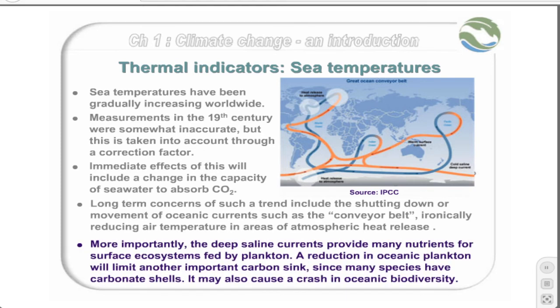More importantly, the deep saline currents provide many nutrients for surface ecosystems fed by plankton. A reduction in oceanic plankton will limit another important carbon sink, since many species use atmospheric carbon in the formation of their carbonate shells, and subsequently remove it from the climate when they die and sink to the ocean bottom. It may also cause a crash in oceanic biodiversity, since plankton are the ocean's main primary producers, and hence the bottom of the food chain.